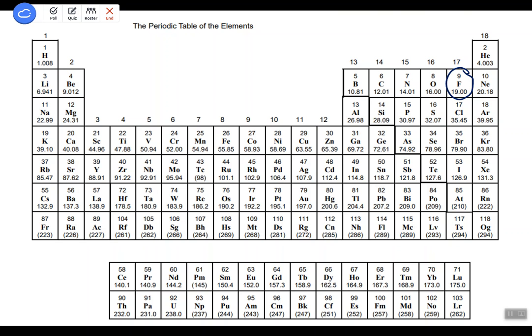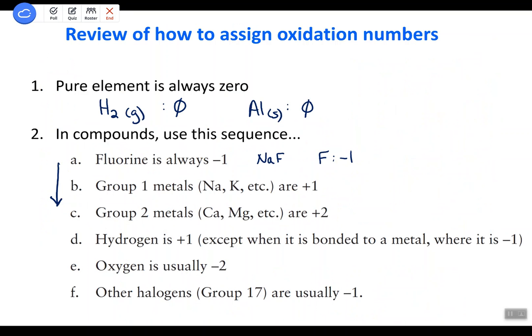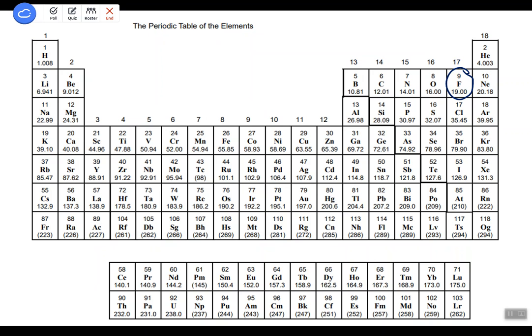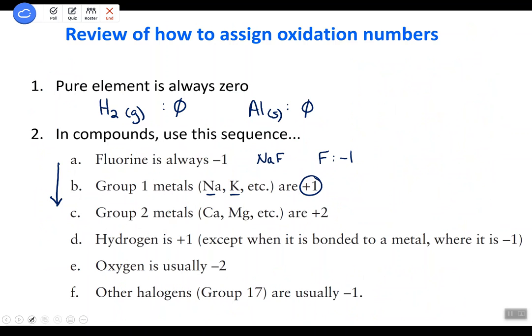Thank you. Okay, so fluorine is -1. Then group 1 metals, our alkali metals, such as sodium and potassium, get a +1 oxidation state. Okay. How do we remember that? Well, sodium, an alkali metal in group 1, if it loses one electron, it would have a noble gas electron configuration. So sodium +1, any alkali metal.